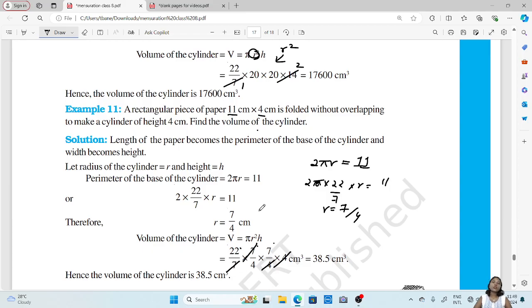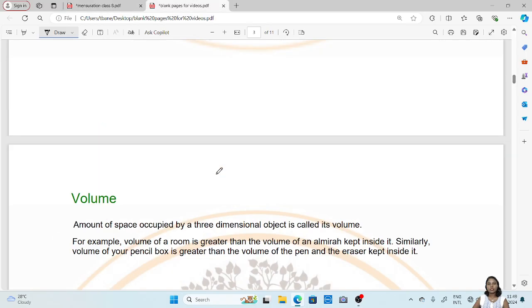So, in today's video, we learned the volume of cube, that is length cube. Then we learned the volume of a cuboid, that is area of base into height. And we learned the volume of cylinder, that is pi r square into h. So, that was it for this chapter.